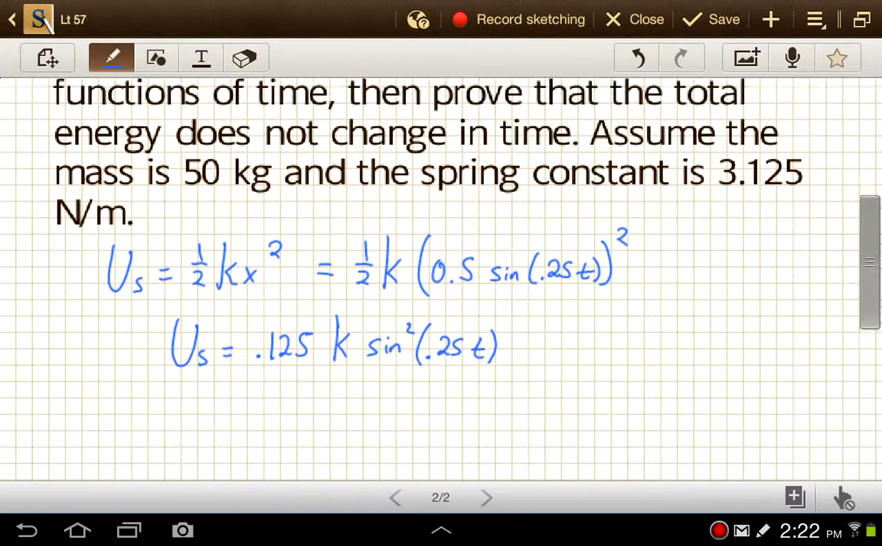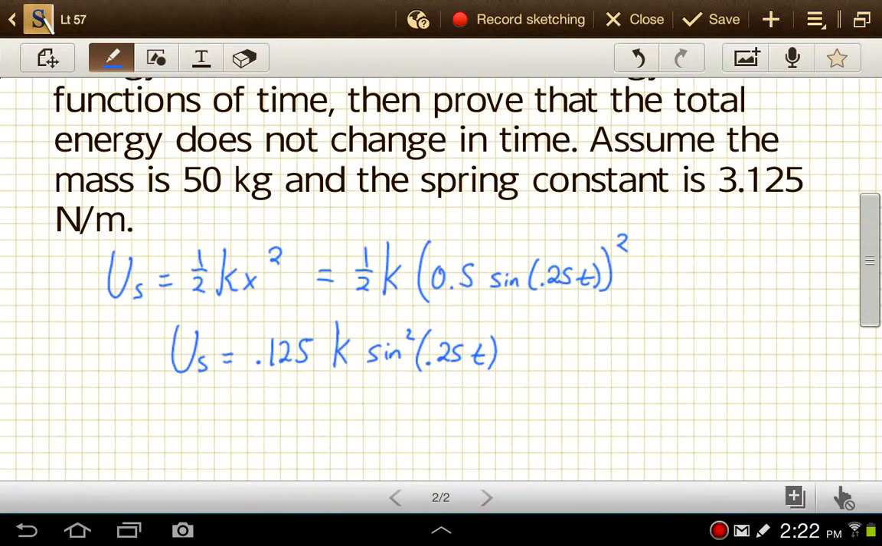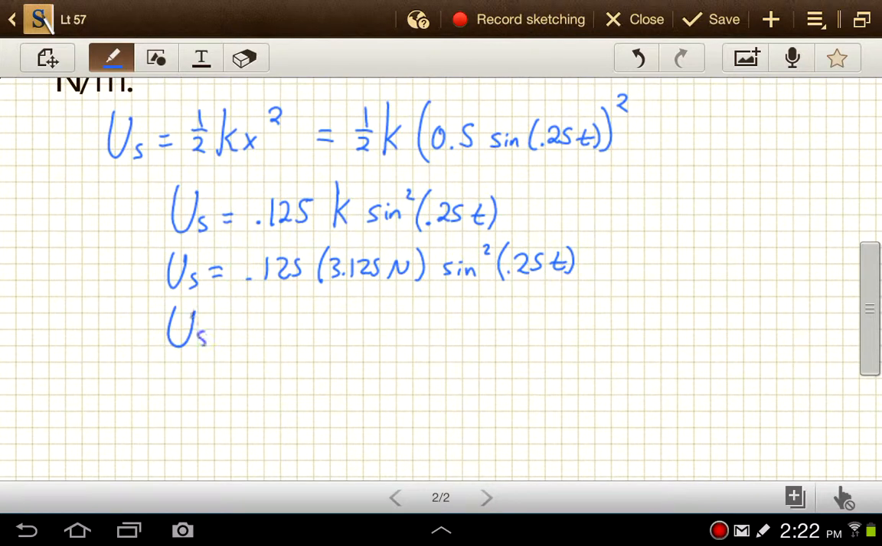Now we're actually given the spring constant here, so we can go one step further. 0.125 times 3.125 newtons times the sine squared of 0.25 t. And so U_S then is going to be 0.125 times 3.125, and we get 0.391 times the sine squared of 0.25 t.